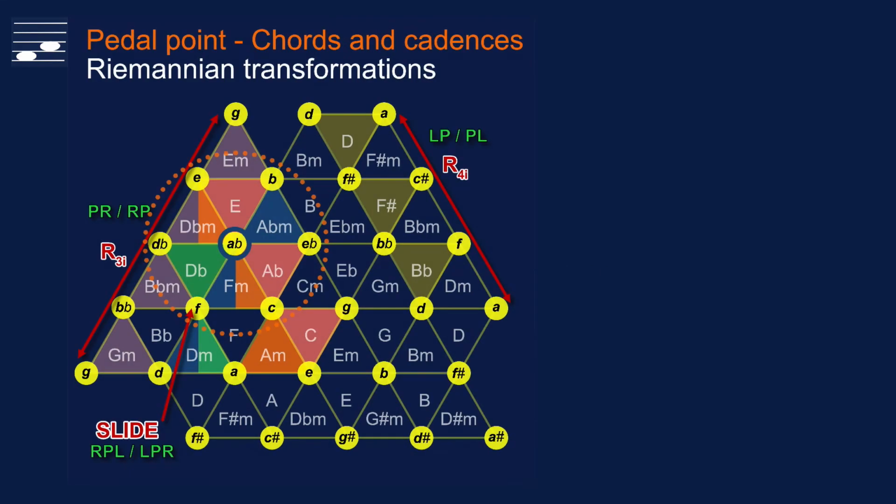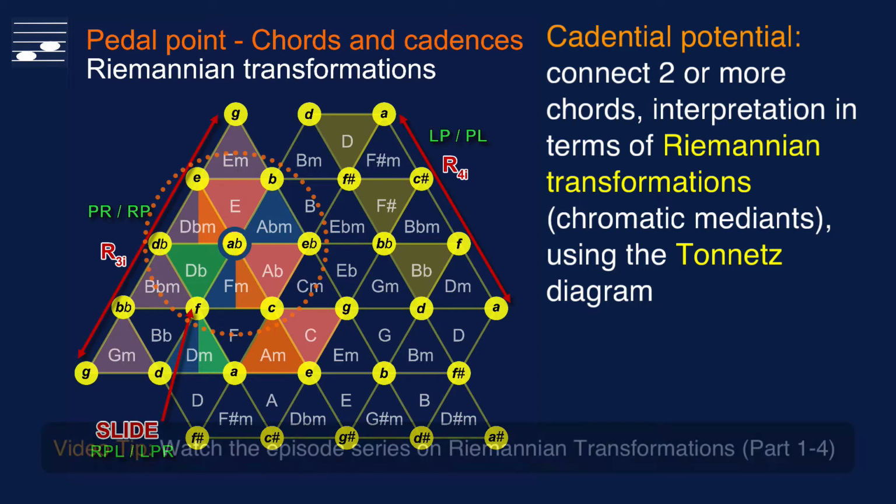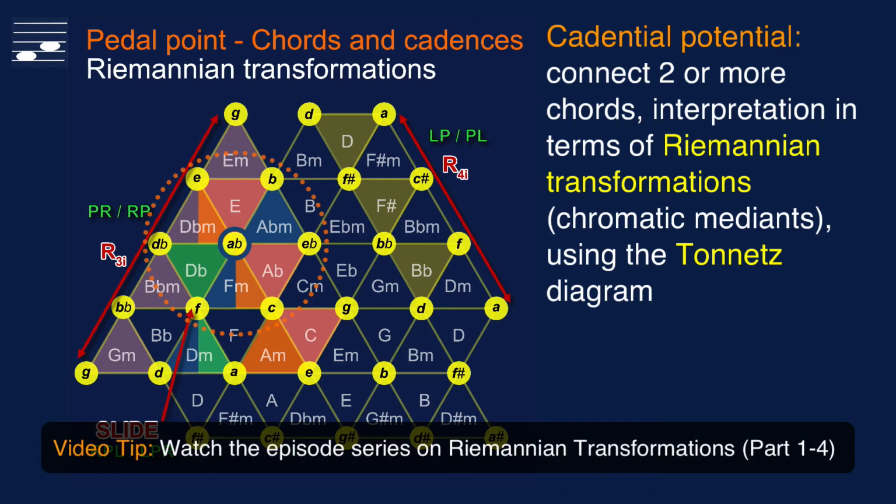Here is the tonads diagram that I will use as a tool to demonstrate the potential for creating Riemannian transformations by connecting 2 or more chords from our set. You may want to watch my 4-episode series on Riemannian transformations and chromatic medians on this channel.